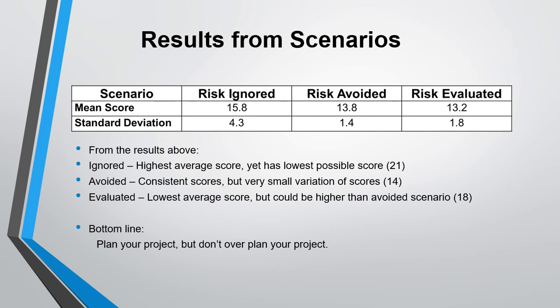Results from scenarios. The results from doing the study over the past 10 years have yielded the following observations. Ignored averages the highest score, yet has the lowest possible score, that is a 9. In our scenario, we had a 21. Avoided gives us consistent scores, but very small variation of scores. And in our example, we had a 14. Evaluated typically scores the lowest average, but could be higher than the avoided scenario, as ours did with the 18.